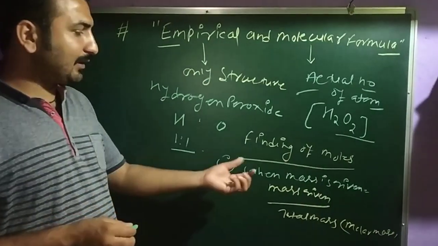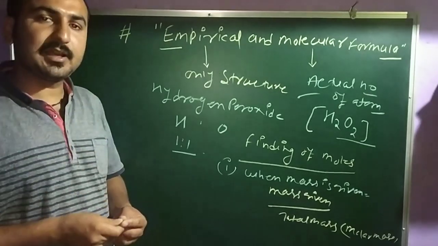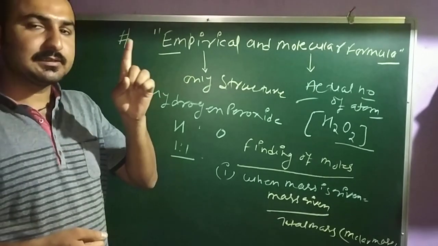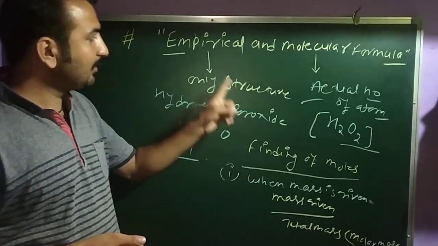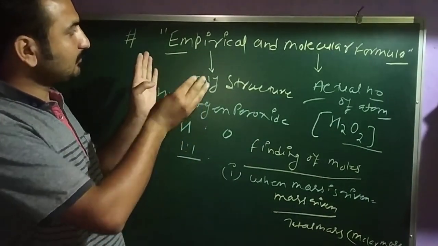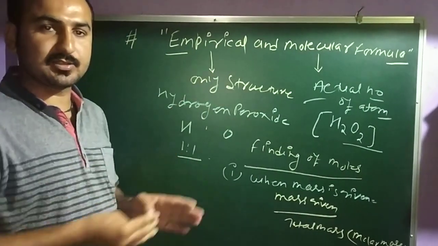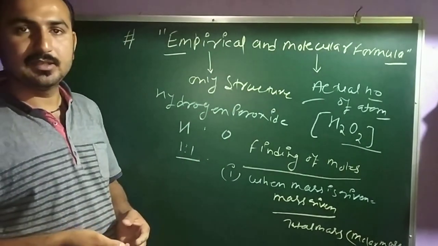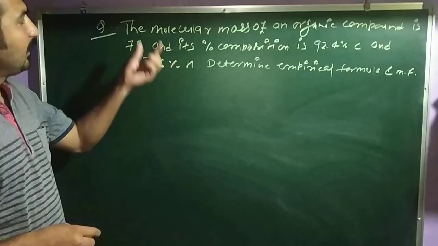So I am giving here only one formula to calculate the moles, but we have two formulas. One is based on the atoms and one is based on the volume. Clear? So first of all, here we calculate the empirical and molecular formula without going deep into the differentiation of molecular and empirical formulas. We'll do the differentiation after calculating the empirical and molecular formula.